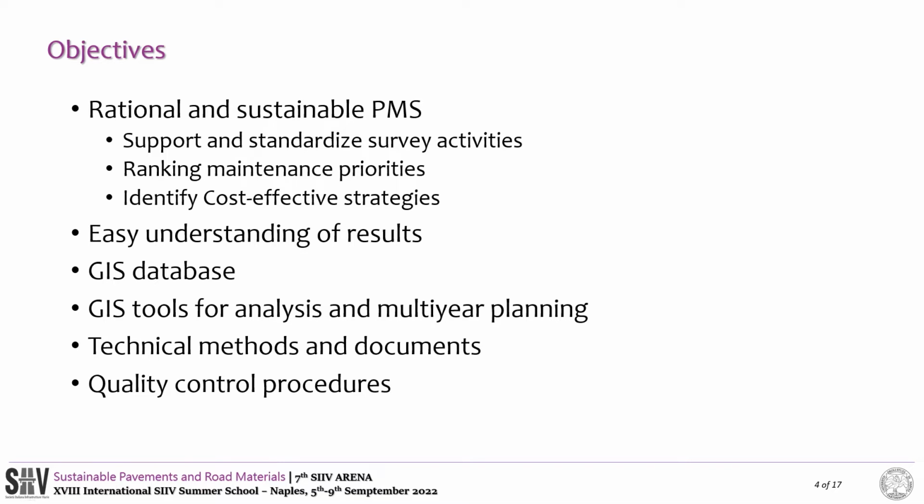The research program aims to establish a tailored and sustainable PMS for local road administrations, which supports and standardizes survey activities, ranks maintenance priorities, and identifies cost-effective strategies. It aims to obtain understandable output results, such as thematic maps, to create a GIS database of road information, to implement customized GIS-based tools for analysis and multi-year planning, and finally, to define technical methods, design documents, and quality control procedures.